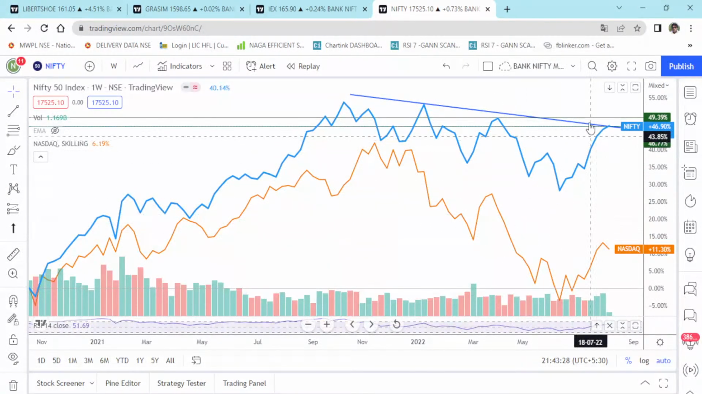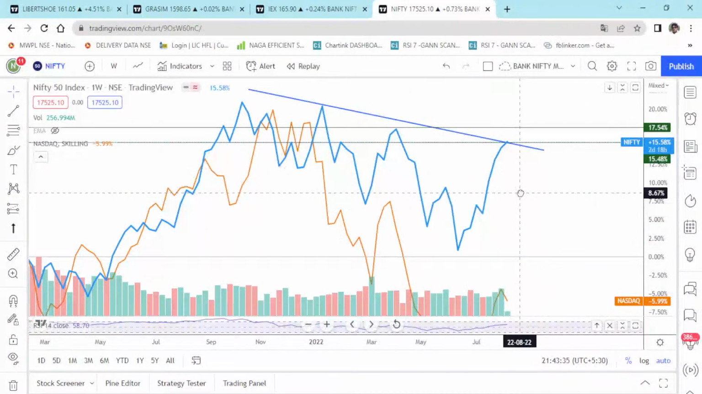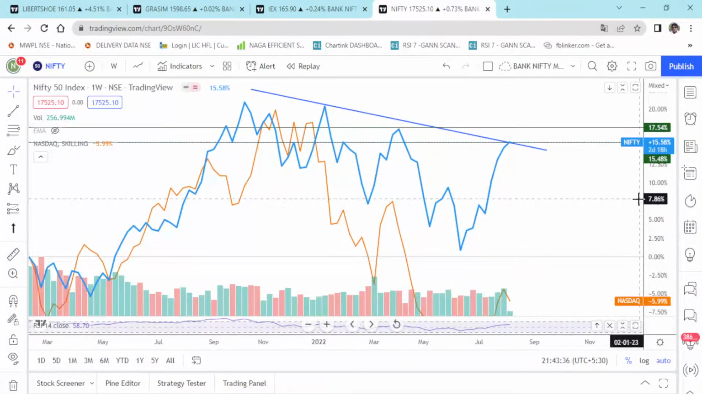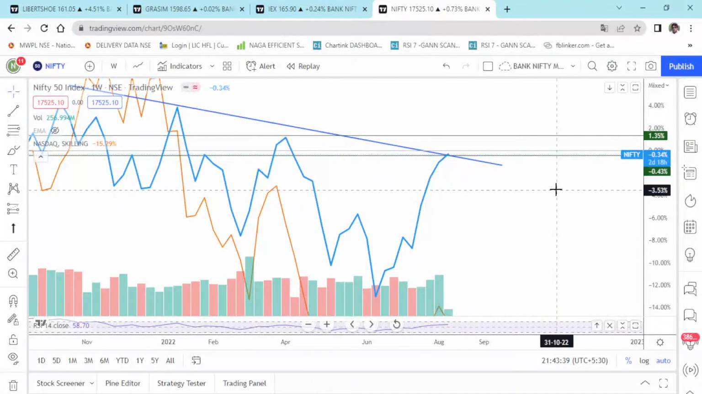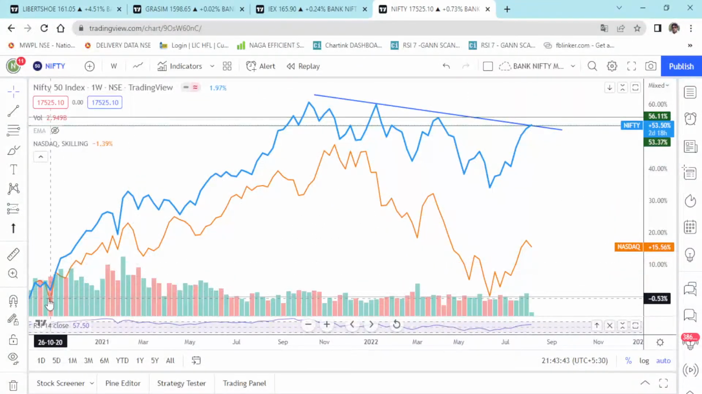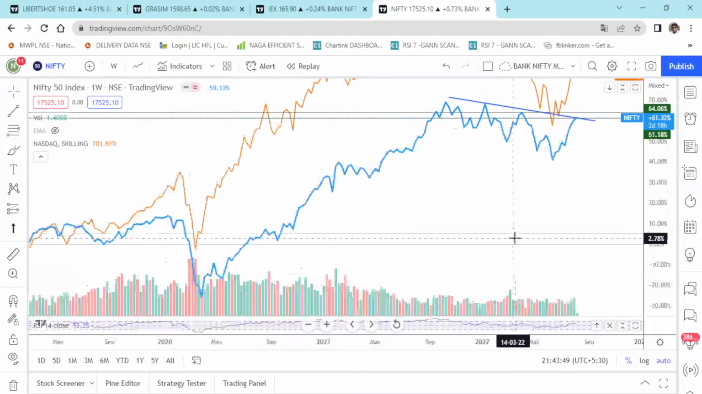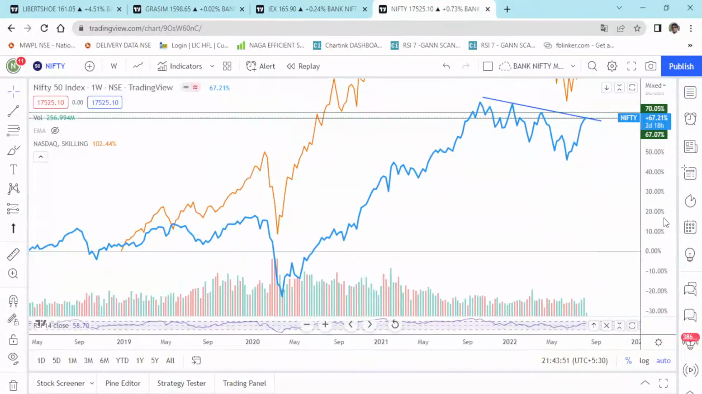So the blue line is our Indian Nifty, and this is the Nasdaq. If you compare this, it clearly shows the relationship. If you see from the bottom, this is October 2020. You can compare it any number of times. We have the Nifty data from 1990, right? So for 32 years we can compare the data.